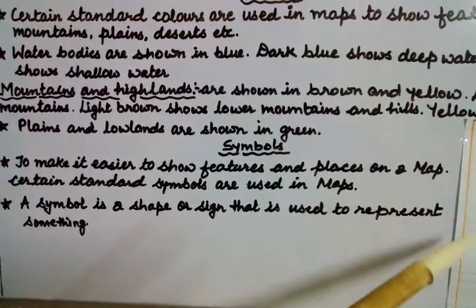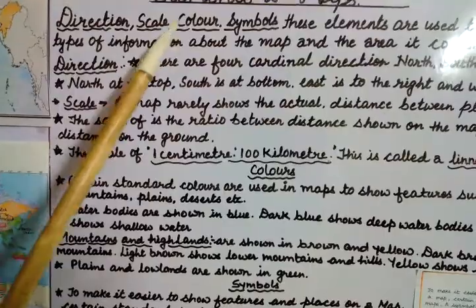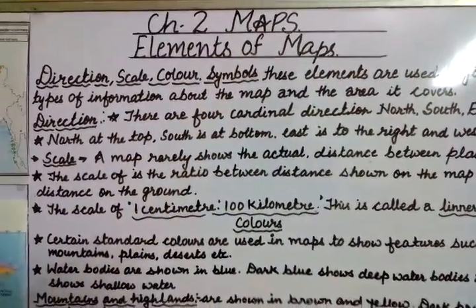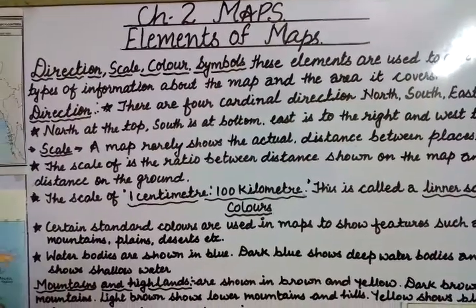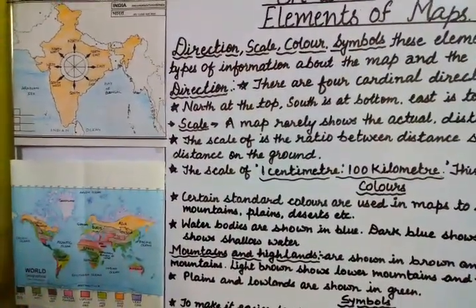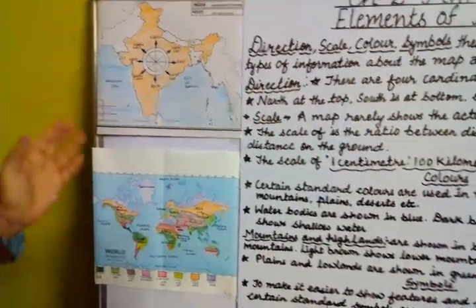I hope, students, that in this way you can understand the elements of a map. These are direction, scale, color, symbol. These are the most important elements of maps when we make a map. In this way you can understand these particular elements. I hope your doubts are clear and you can easily draw a map.